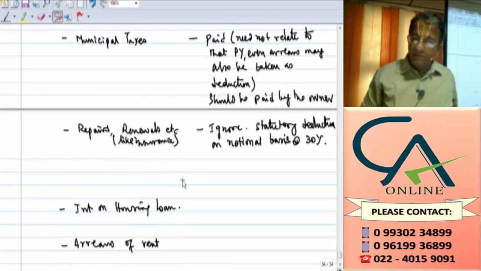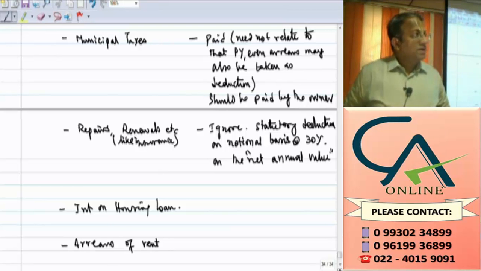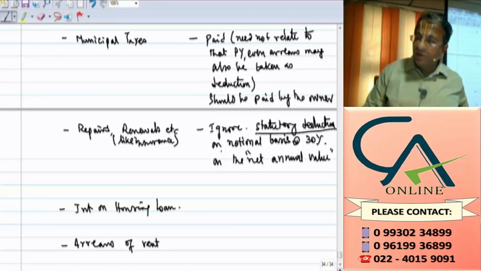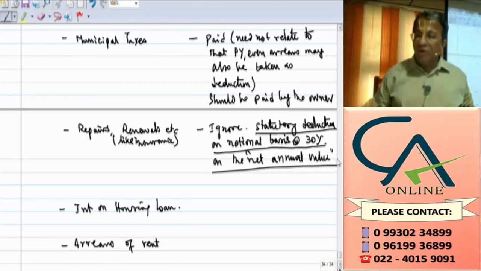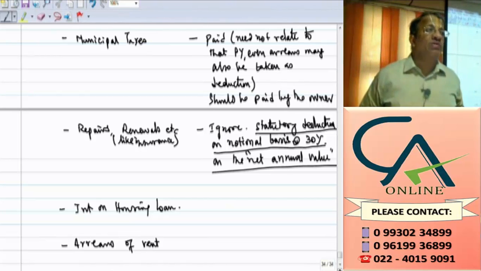At the rate of 30% on the net annual value. So, statutory deduction on a notional basis at the rate of 30% on the net annual value is given. What do you mean by notional basis? Whether it is actually spent or not, they are providing you the deduction.